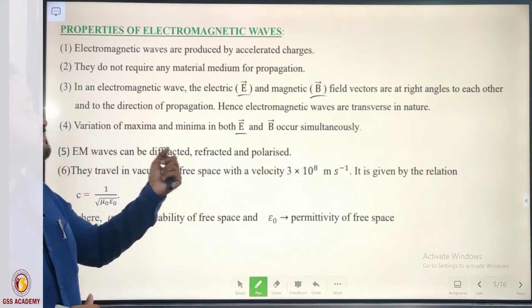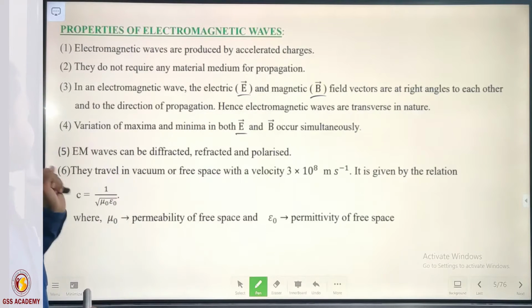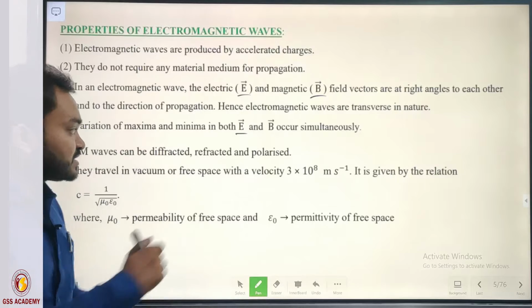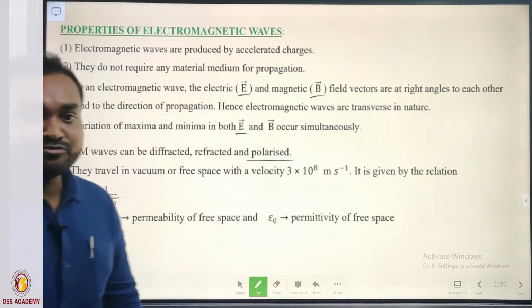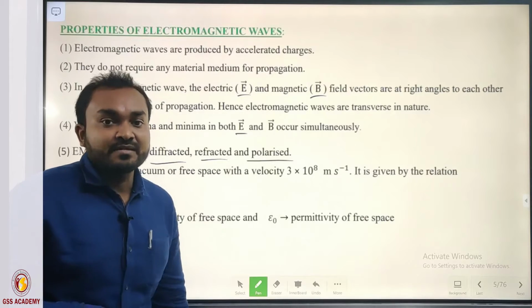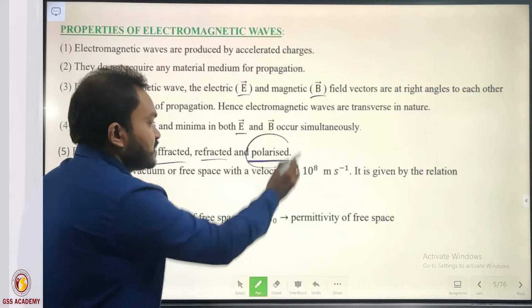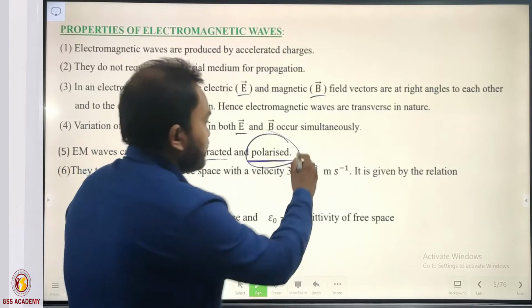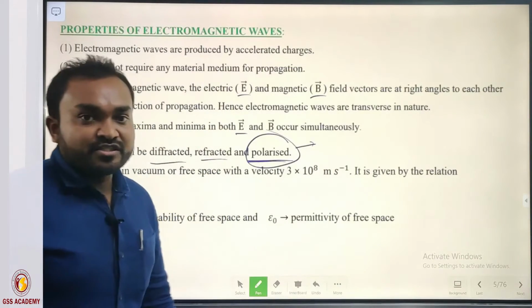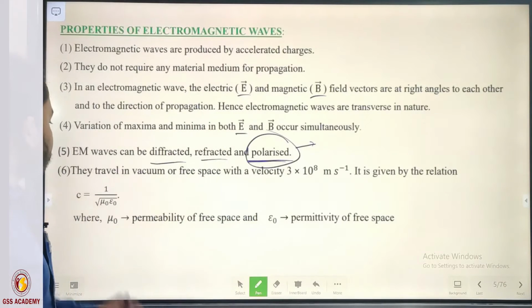Electromagnetic waves can be diffracted, refracted and polarized. Polarization I think is new to you, but diffraction and refraction I have already described in the seismic class. This thing is a little bit confusing, but if you are a physics student, I hope you would understand how polarization works. I will describe it in a later part of my class.